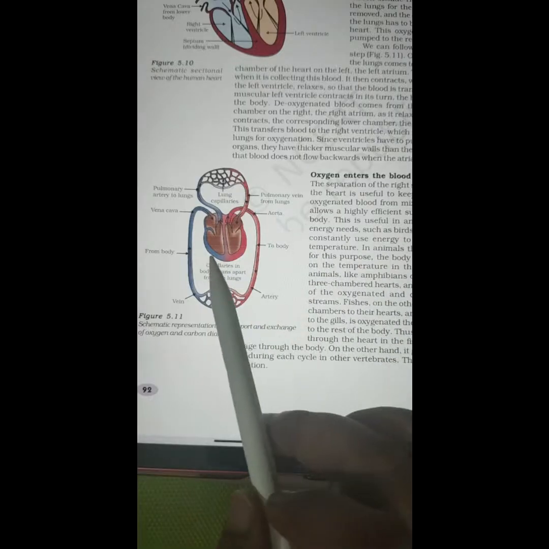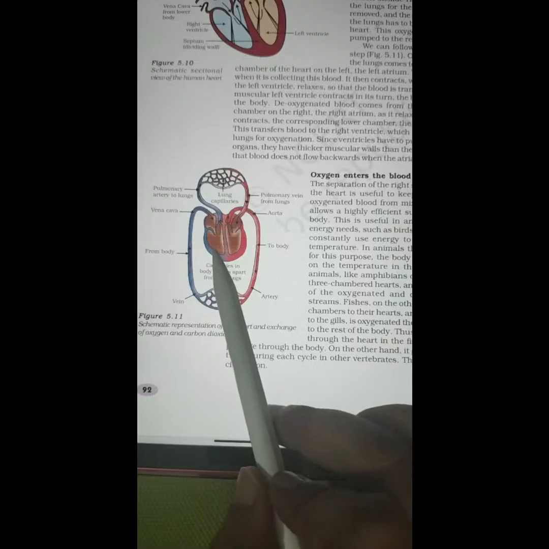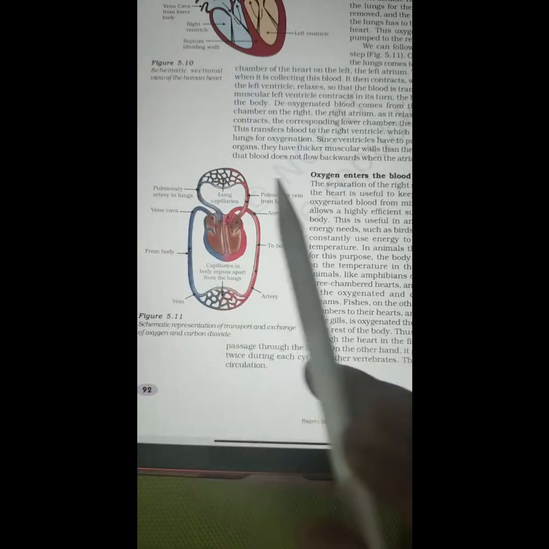So this diagram is done. This is the right atrium, this is the right ventricle, and the right ventricle has to send blood to the lungs with the help of the pulmonary artery.